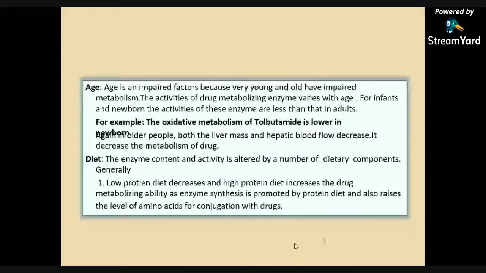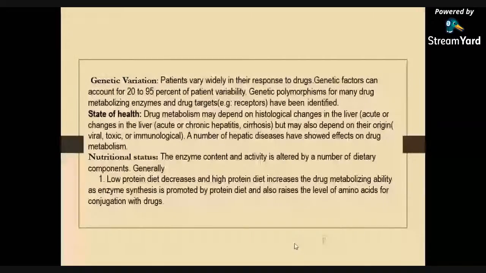Then the next factor is genetic variation. Patients vary very widely in their response to drugs. Genetic factors can account for 20 to 95% of patient variability. Genetic polymorphism for many drug metabolizing enzymes and drug targets, for example receptors, has been identified.